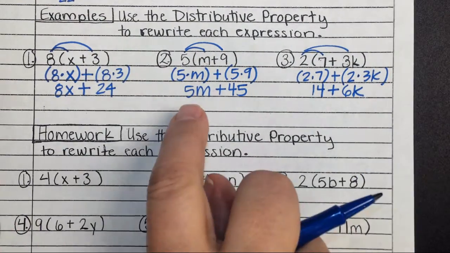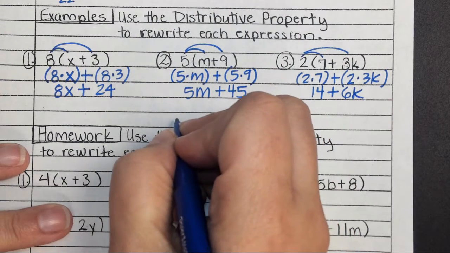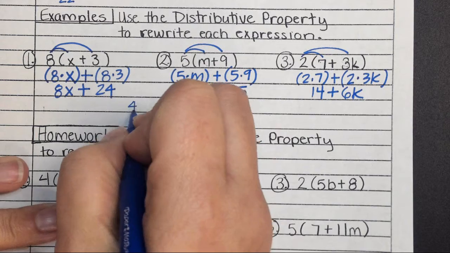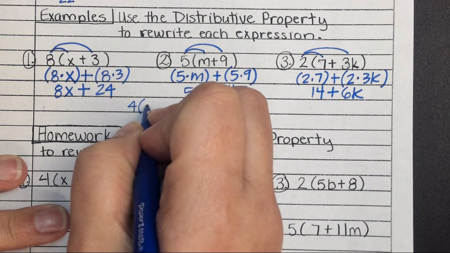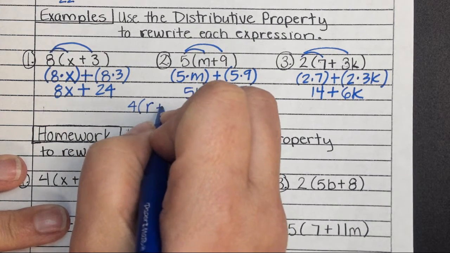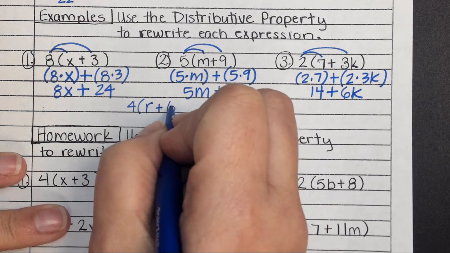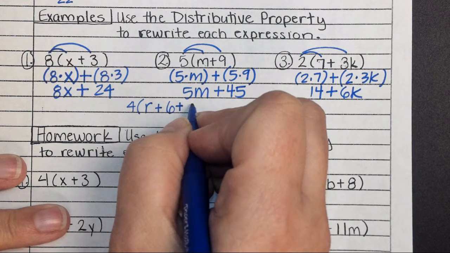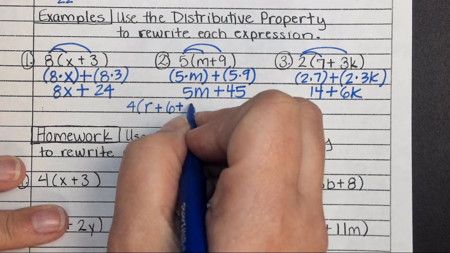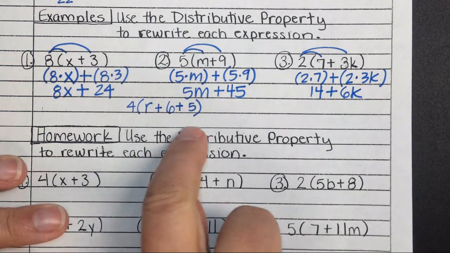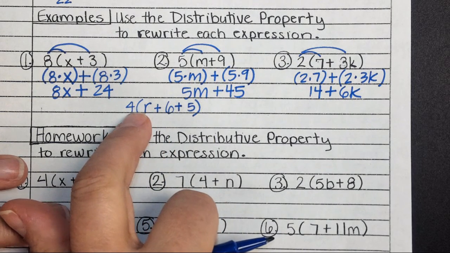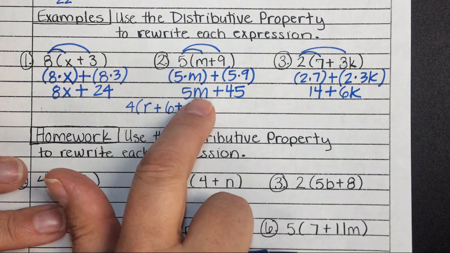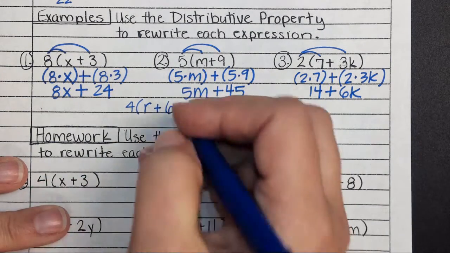Now, the other thing I was going to show you, and we'll add an extra little example in here. If you were to have 3 terms, let's do 4 times r plus 6 plus 5. Okay, so even if you have 3 terms, this still means that you are distributing this to every term inside the parentheses. So here we go.